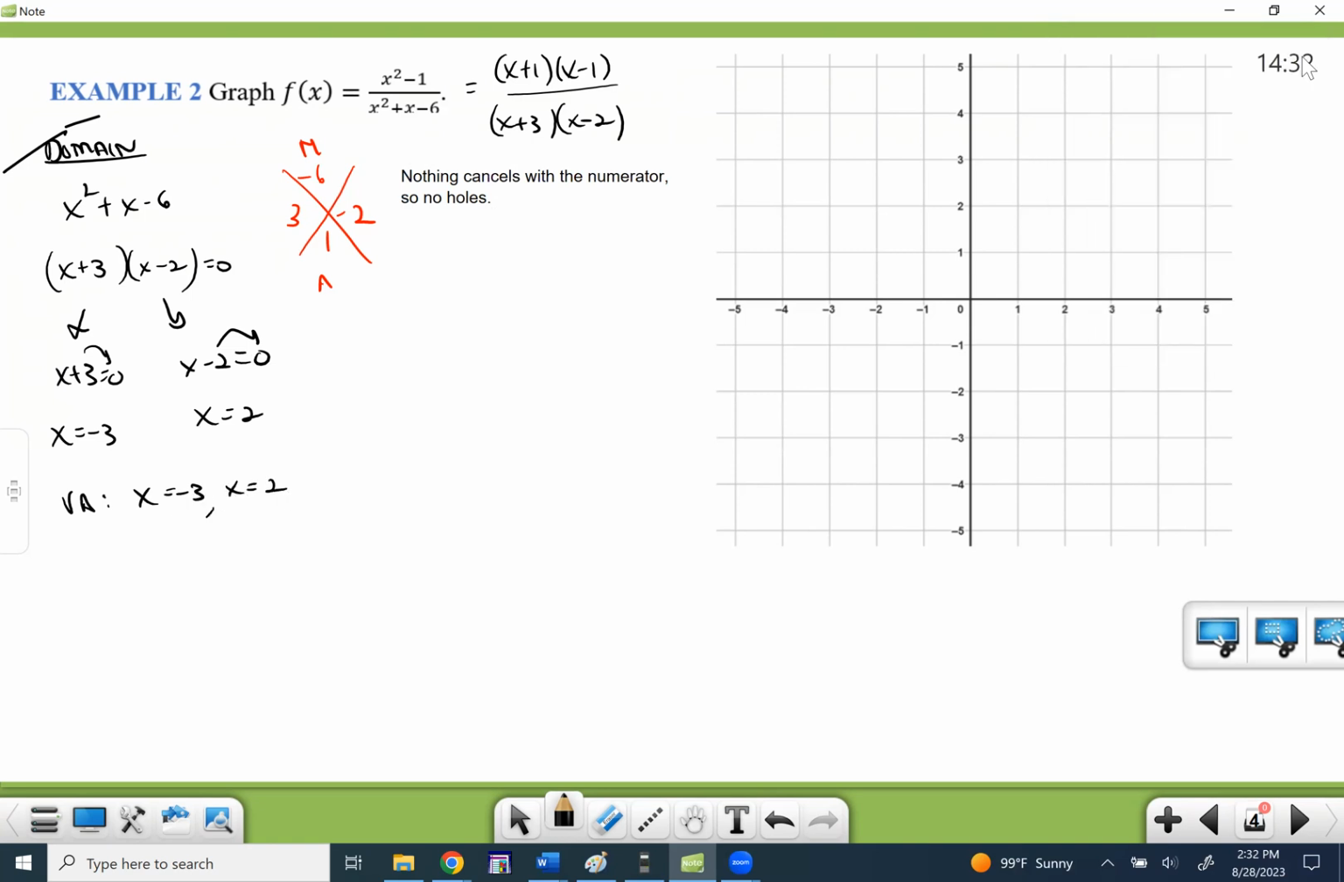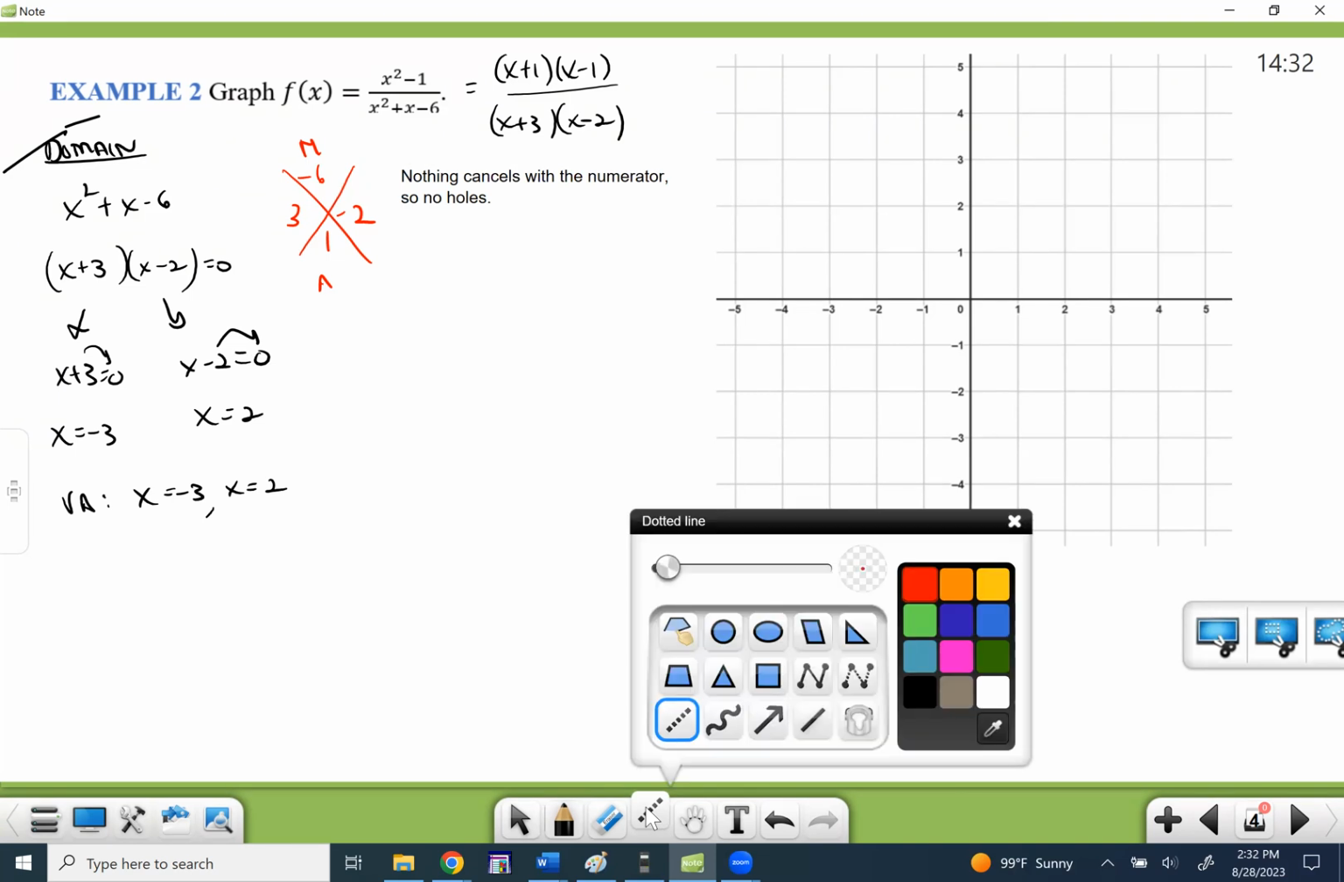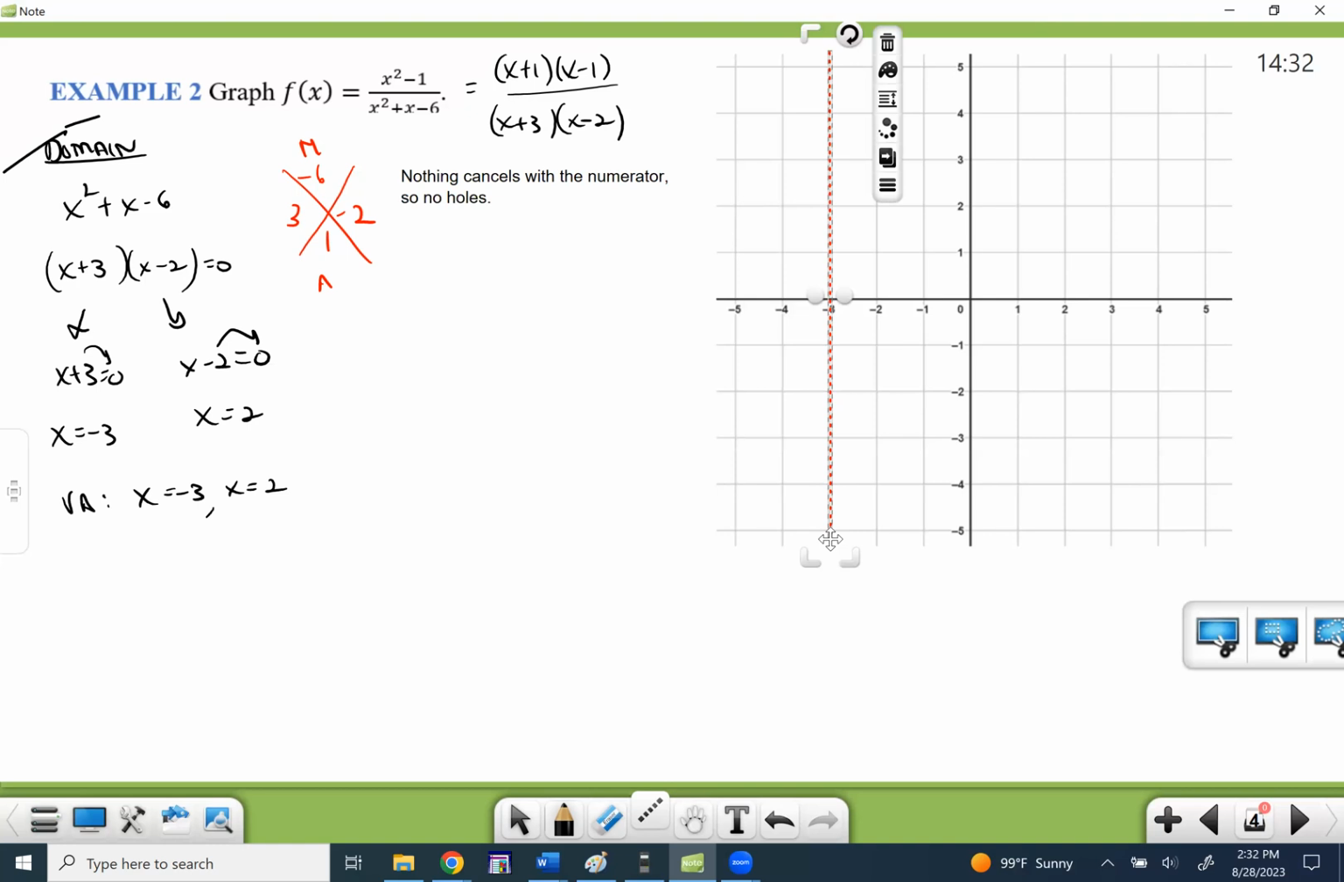Okay, so I'm going to go ahead and put some vertical asymptotes at -3 and +2. All right, great. Okay, so after we get our domain, we go in and we get our x and y intercepts. So let's go ahead and do that.